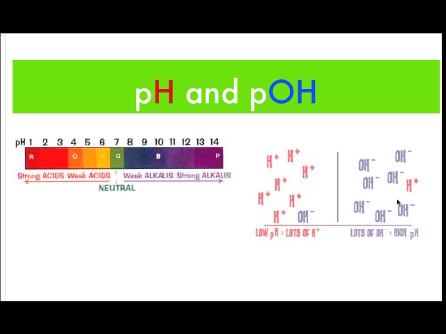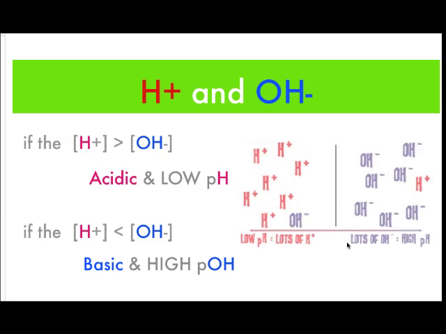And on the right side, it's backwards. The hydroxide's now winning. There's a lot of hydroxides. There's one little acid particle. So this side, if we were to look at that solution, that is basic, and it has a high pH. So again, explaining that picture, if we have more hydrogen than hydroxide, it's acidic with a low pH. And if we have more hydroxide than hydrogen, it's basic with a high pH. That's very important because both of them exist in all the acid-base solutions. We're going to need to calculate those concentrations, though.